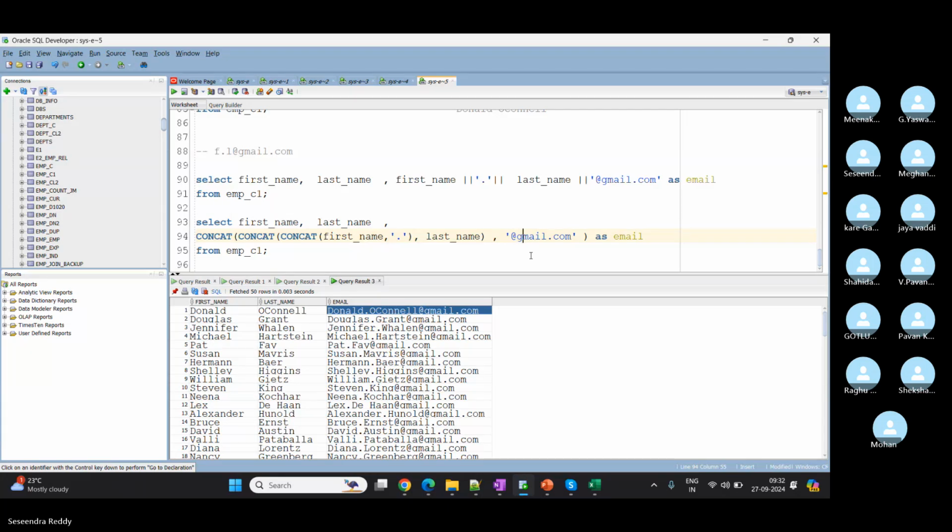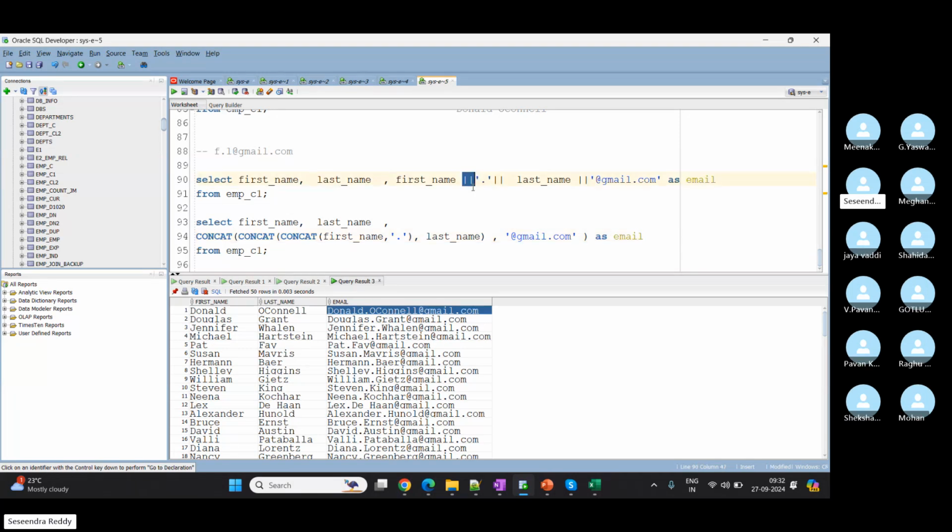Okay, so we can go with this way or we can go with this way, but it is very easy to understand and easy to implement also using pipe delimiter symbols for concatenation. Okay, so here open bracket, close bracket, lot of syntaxes we need to follow. Both are correct, both are correct.